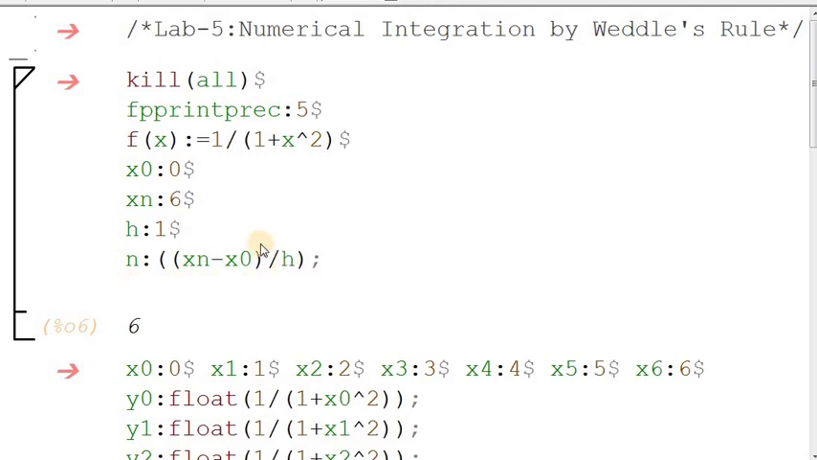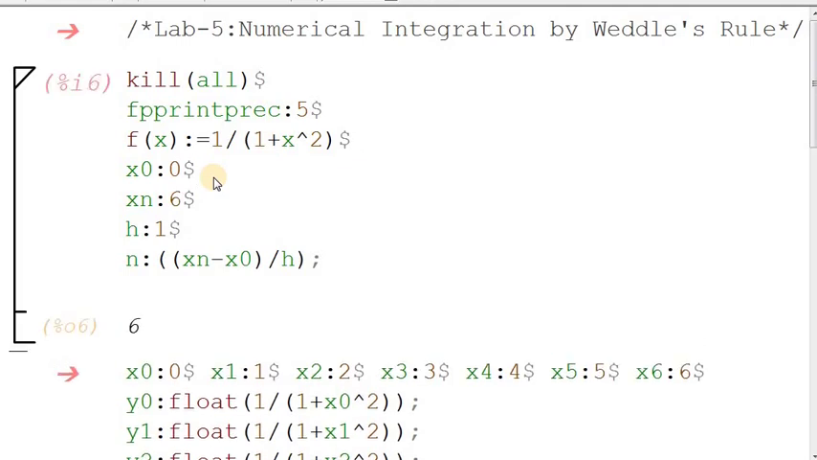Then what is the number of intervals? xn minus x0 divided by h will give the number of intervals. I will execute this by pressing shift enter. So it will give the number of intervals. How many intervals are there? From 0 to 6: x0 to x1, x1 to x2, x2 to x3, like that up to x6. Each interval width will be 1.